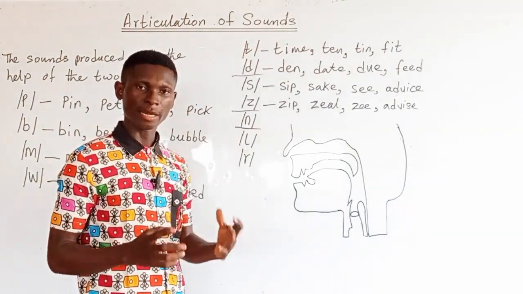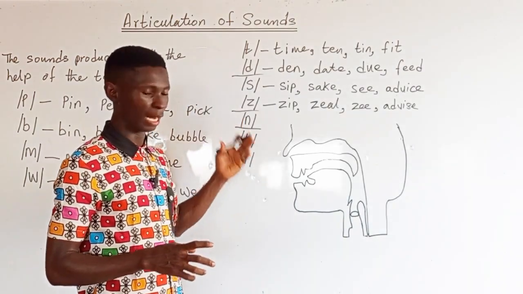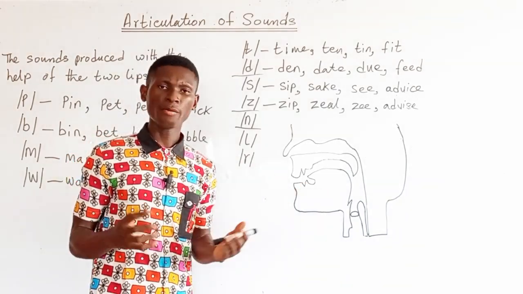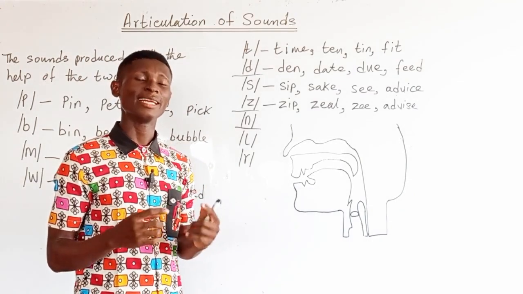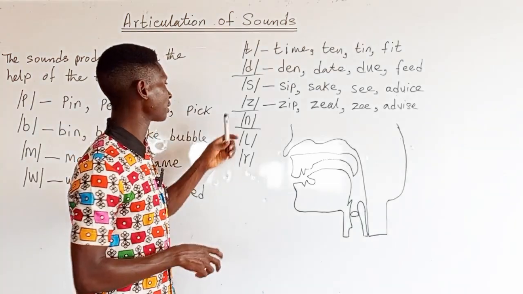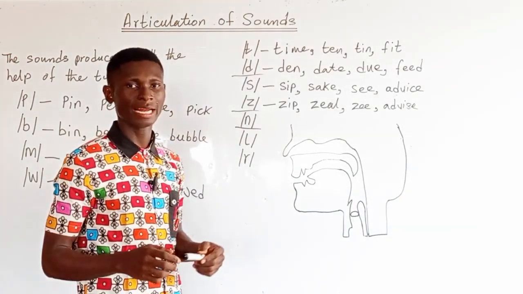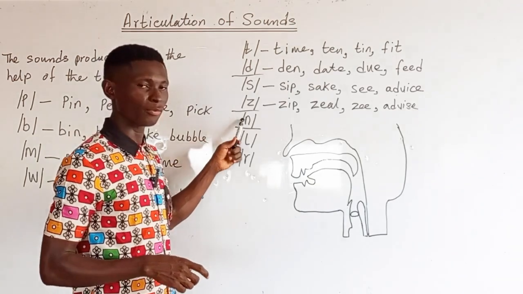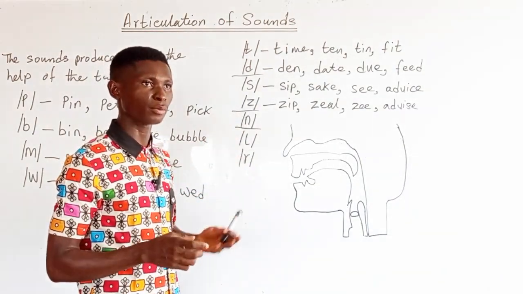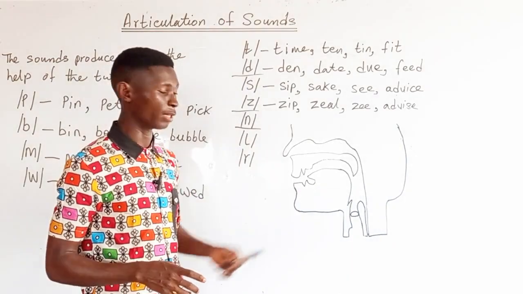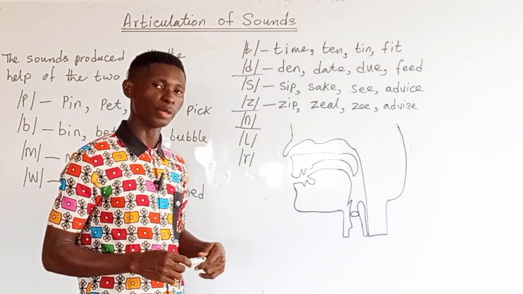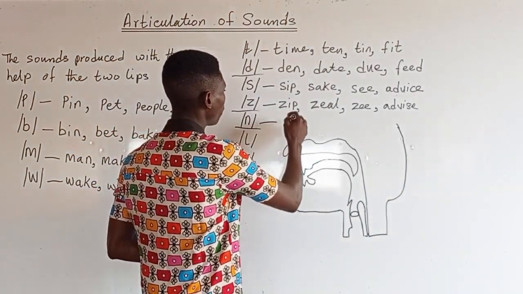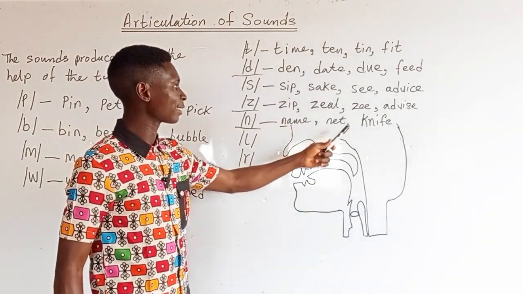And what is that? The tip of the tongue will be raised to touch the alveolar root, and then that will block the flow of air from the mouth. The air will find its way out through the nasal cavity. Hence, we describe this sound as a nasal sound in terms of manner of articulation. But in terms of place of articulation, it is an alveolar sound, because the organs involved in the production of the sound are the tip of the tongue and the alveolar root. Take note of that. We have many words we can use here, such as name, night, knife.